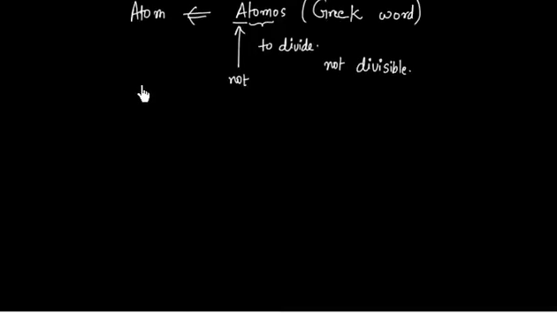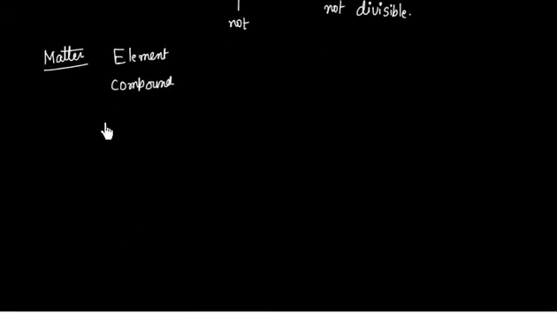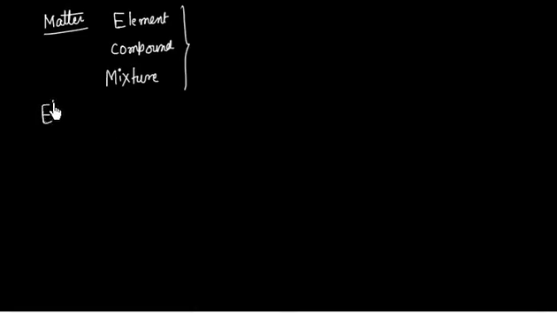Now next we'll discuss that there are three kinds of matter we can have. Matter can be an element, matter can be a compound, or matter can be a mixture. So let us discuss one by one. Let us discuss element first.